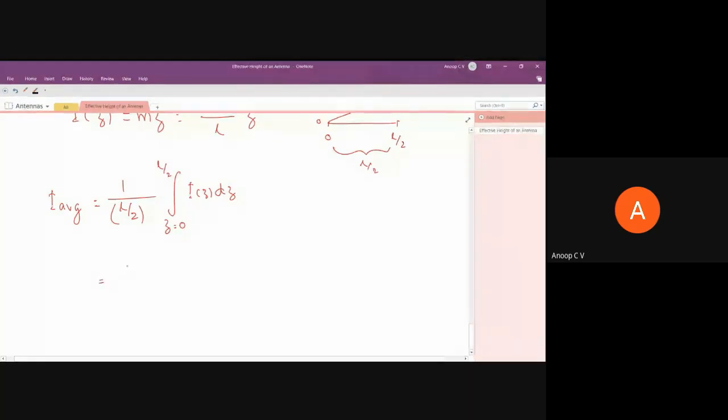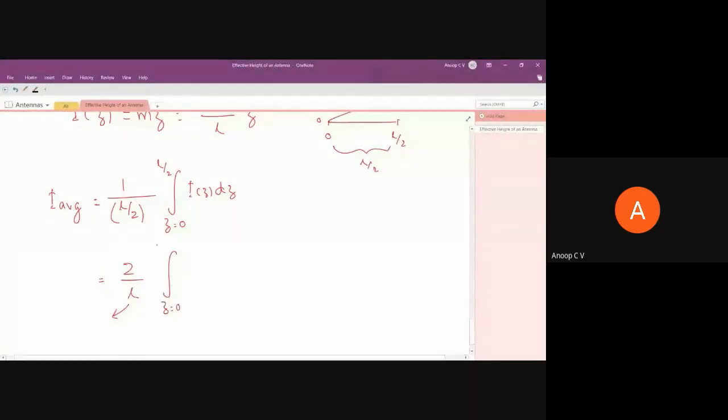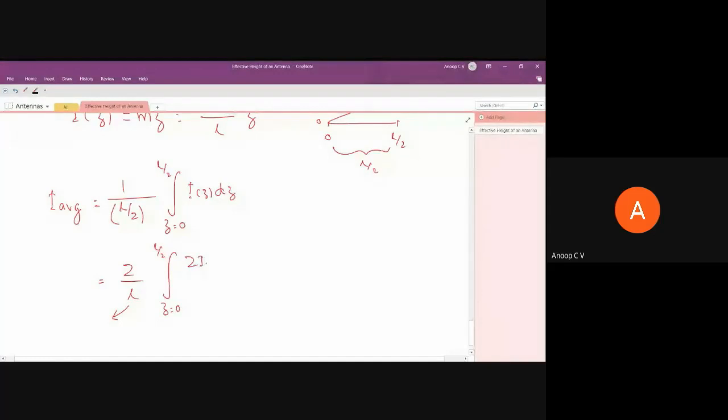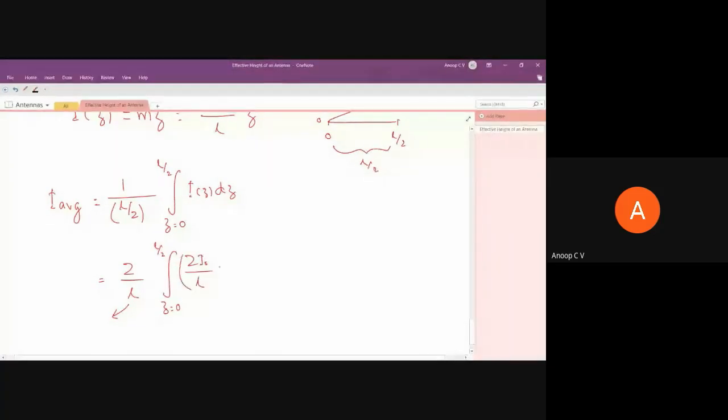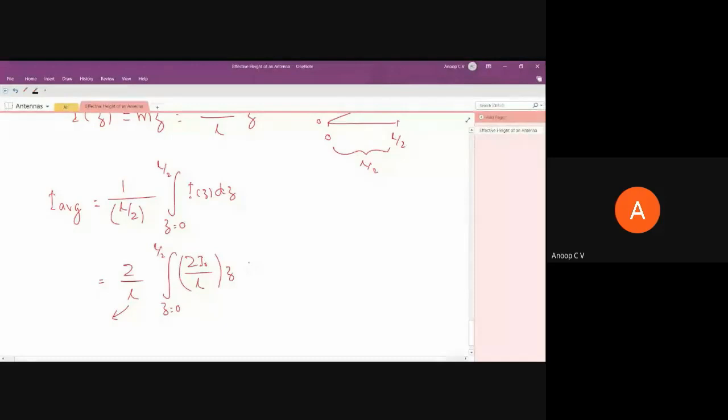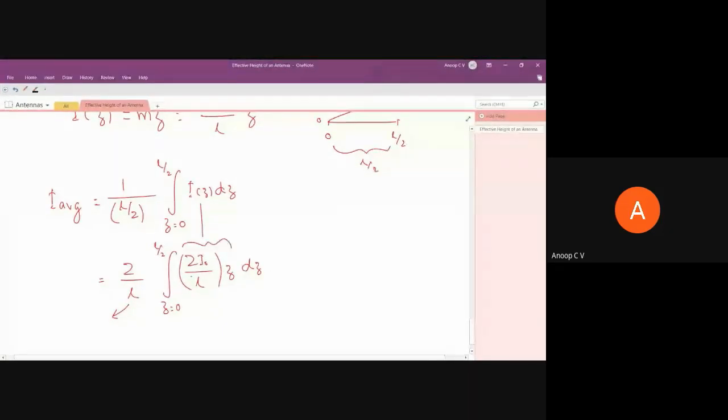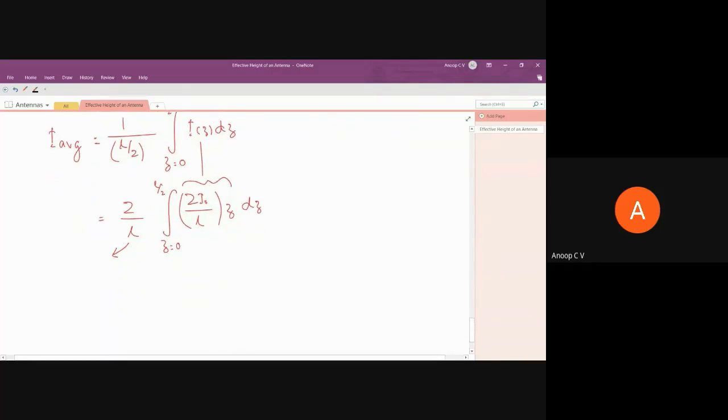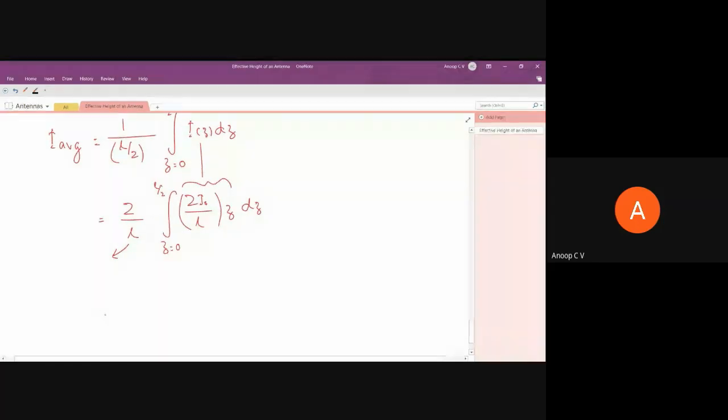So I can write it as 2 by L, where L is the total length of the antenna, integral z from 0 to L by 2, I of z, which is nothing but 2 I naught by L times z, then dz. I of z is this entire thing. So this is the integral which we have to evaluate. Everything here is constant, so I can take it out.